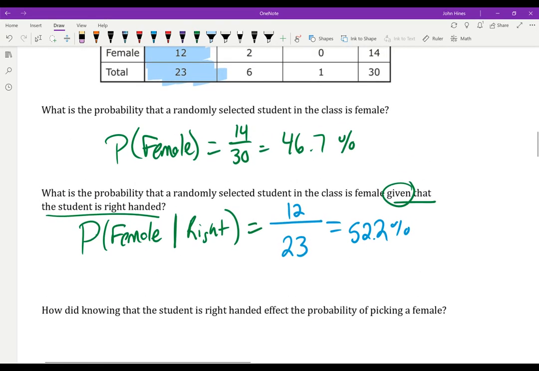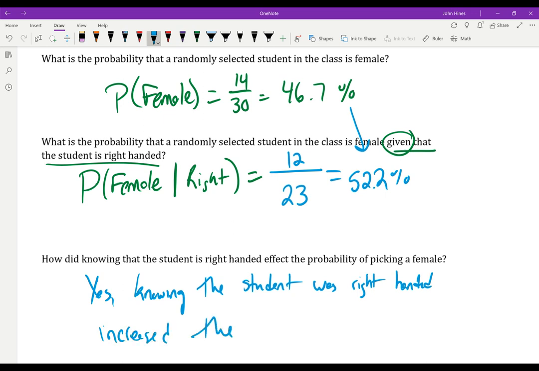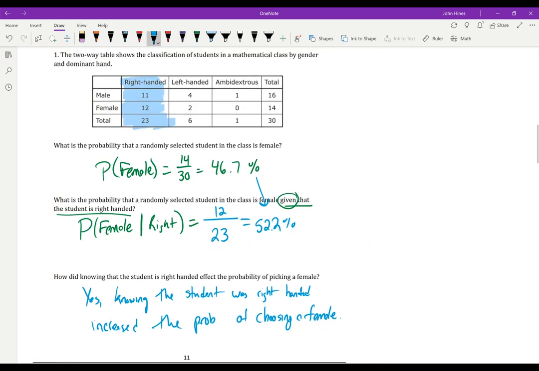So did knowing the student was right-handed affect the probability of picking a female? Well, look at it. It did. Yes, there's an association. Knowing the student was right-handed actually increased the probability of choosing a female student. By shrinking my universe there, I actually increased the probability of me finding a female from this class.